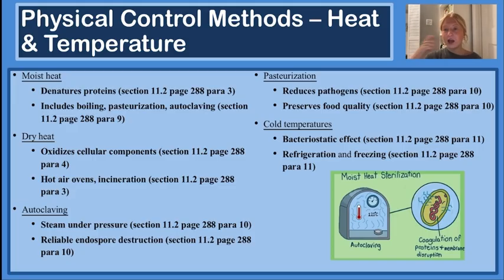And then autoclaving, this is the gold standard for sterilization because steam under pressure can penetrate materials efficiently and reliably destroy highly resistant endospores. And then we have pasteurization. So this is designed to reduce pathogenic microbes rather than completely sterilize it. So it improves safety while maintaining the quality of food.